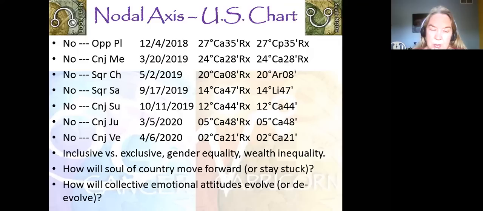So the nodal axis transit in Cancer-Capricorn, the nodes are emotional. And so everything is going to be an emotional trigger. And when we're fearful, we resort back to security. And when we are emotionally secure, especially inwardly secure, we can move forward. We can take the bigger choice, so to speak. Stay tuned. We are all going to live through it.